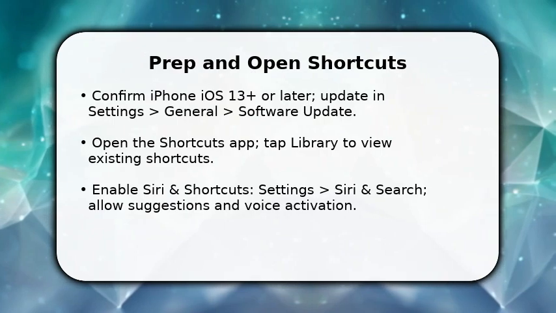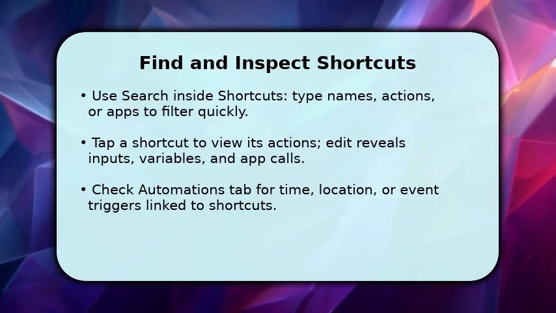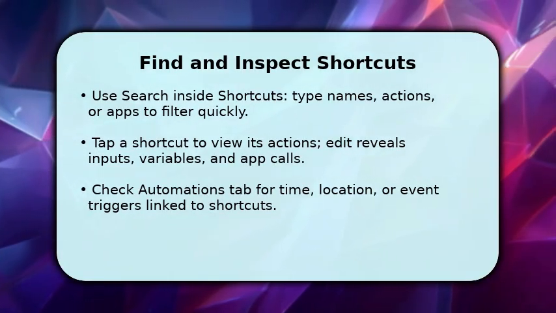You now locate the shortcut by searching or browsing. Tap the magnifying glass and enter a name, action, or app. This is faster than scrolling.